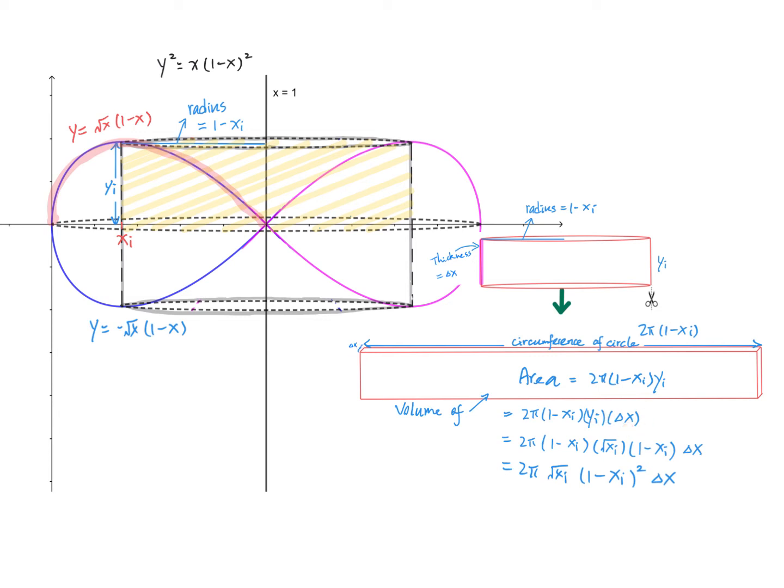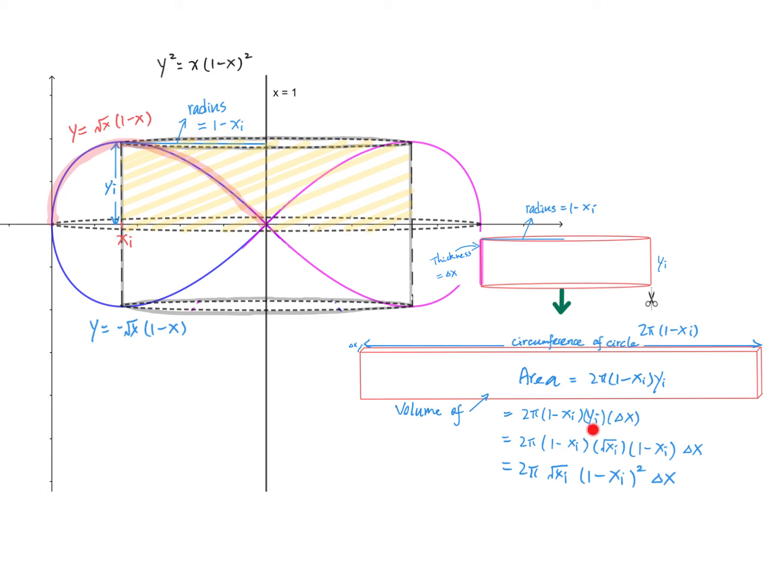As we have mentioned before, this yi is the height of this half cylinder, which is from the x-axis all the way to the curve. The function of this curve should be this one. Therefore, yi should equal root xi times (1 - xi).